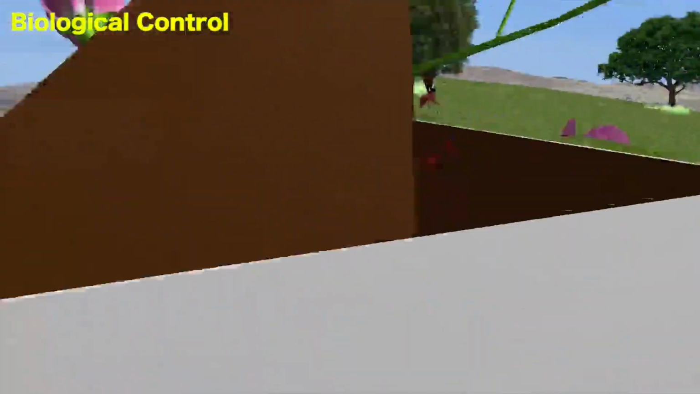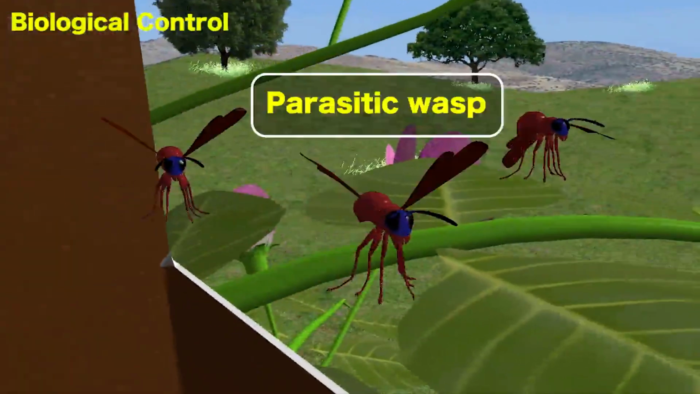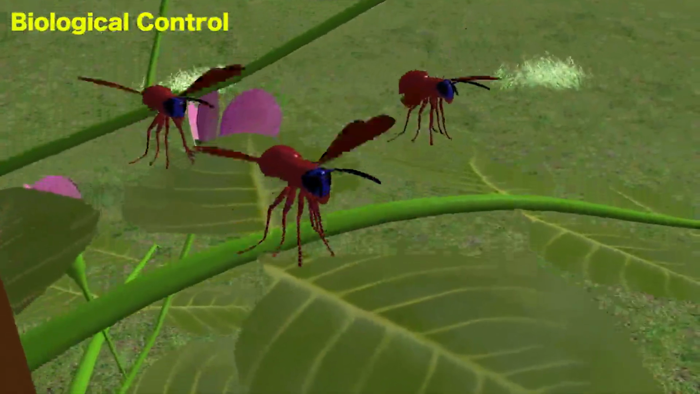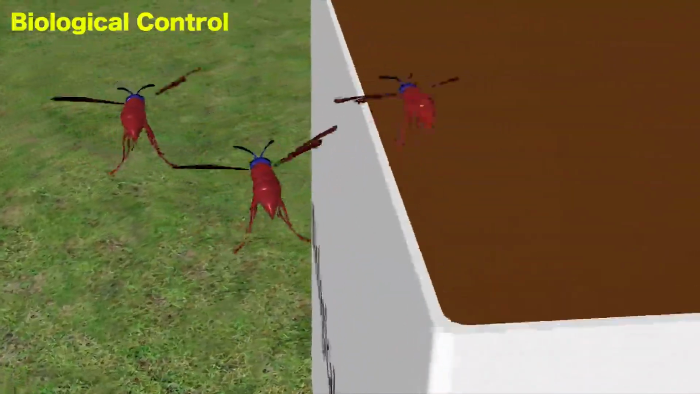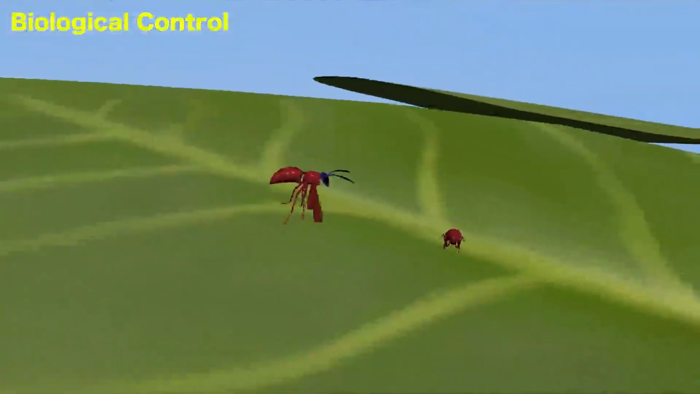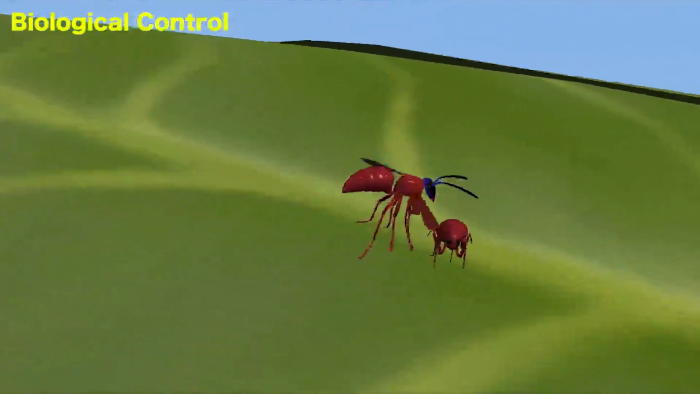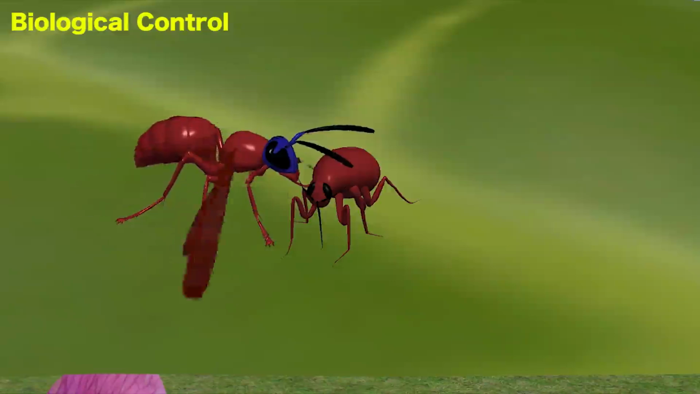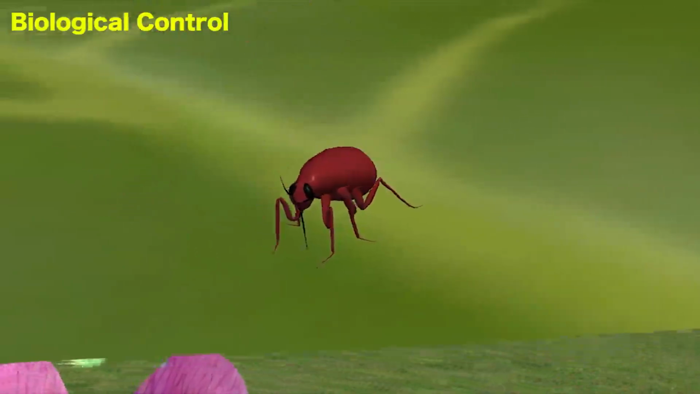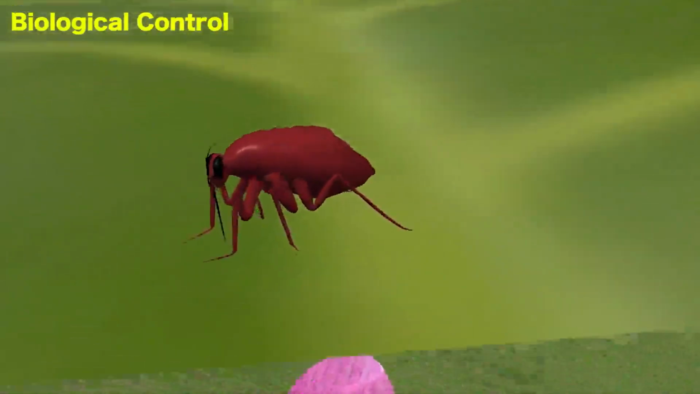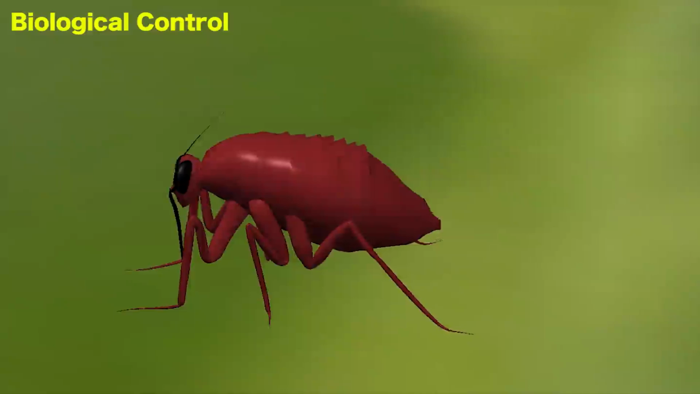The best example of such a natural enemy is the parasitic wasp. It searches for the pest. In this case, the aphid, in order to reproduce. Within half a second, it deposits an egg inside the aphid. In the course of a few days, the aphid swells because of the growing parasitic wasp larvae inside the body.